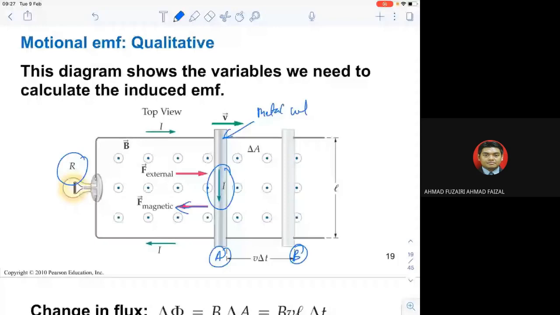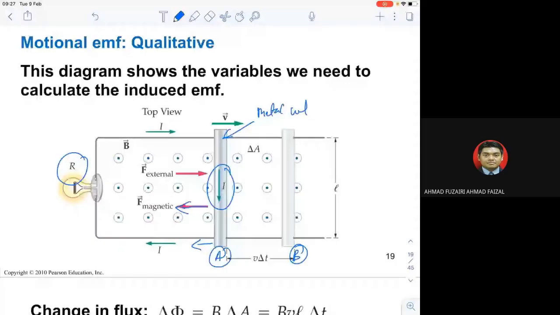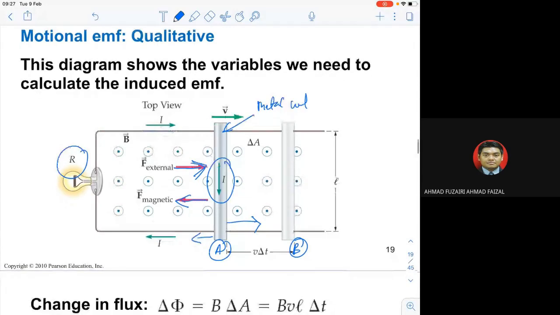So we need some external force to balance the magnetic force. In this case, we need to support this, because the magnetic force is trying to pull this metal rod towards the bulb. So we need to apply an external force to make sure it balances. In order to do that, we must always make a change in flux.